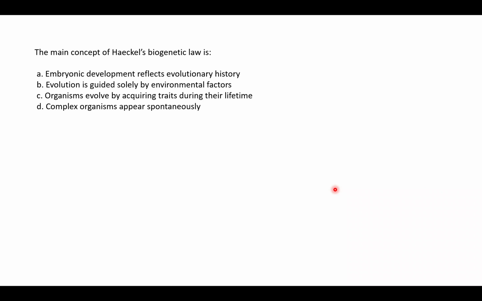So the next, as I was telling, you have one question from here. What is the main concept of Haeckel's biogenetic law? That embryo development reflects evolutionary history, or the evolution is guided solely by environmental factors, or organisms evolve by acquiring traits during their lifetime, or complex organisms appear spontaneously. Which one do you think is Haeckel's biogenetic law?